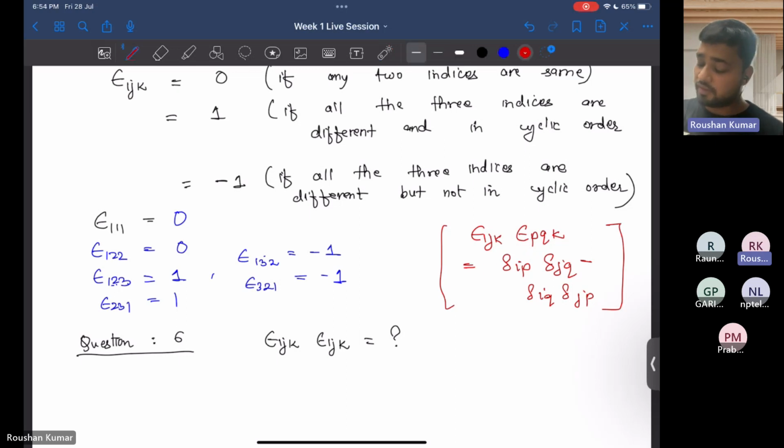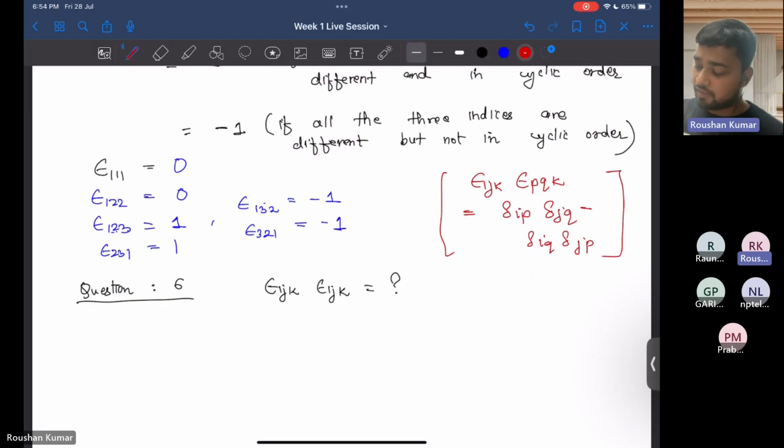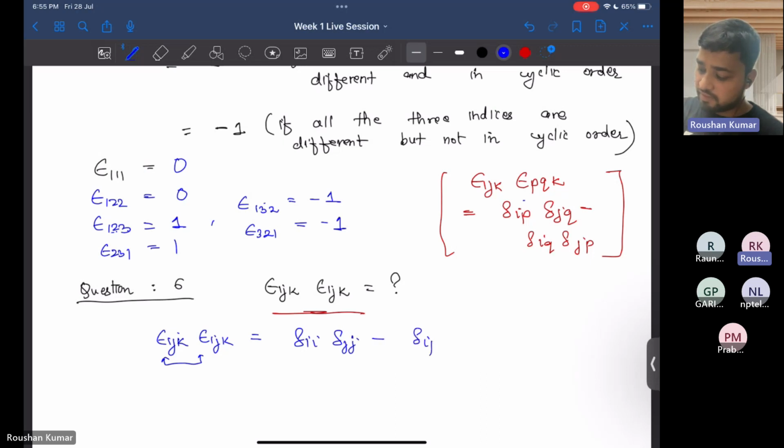Based on this formula, we have a question here. Epsilon ijk into epsilon ijk, what is the value of this? I am going to solve this question. Based on this formula, it gives us del ii, del jj, minus del ij, del ji. The first component is del ii: I is multiplied with I, so we get del ii, then del jj, then minus with reverse order, we get del ji, then del ij.